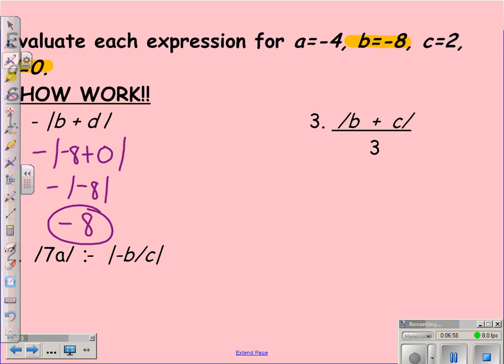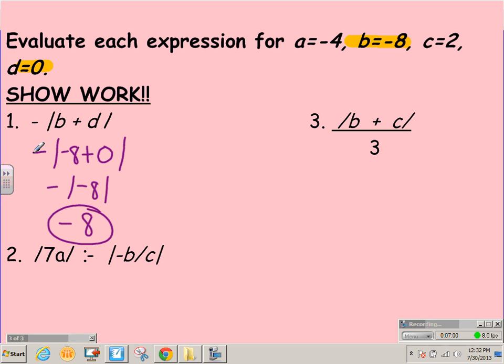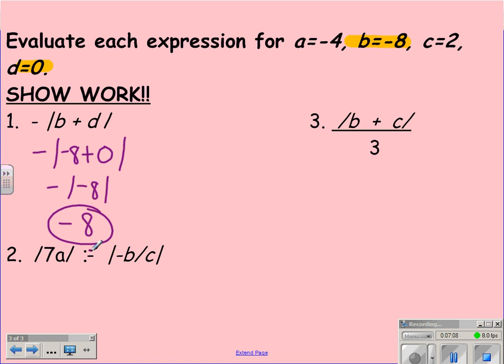Let's look at our number 2. Number 2 is the absolute value of 7 times a, divided by, kind of messed up, so I'm going to just fix that here. That is just supposed to be a division symbol. And then divided by the absolute value of -b over c, or divided by c. So lots of division going on here.